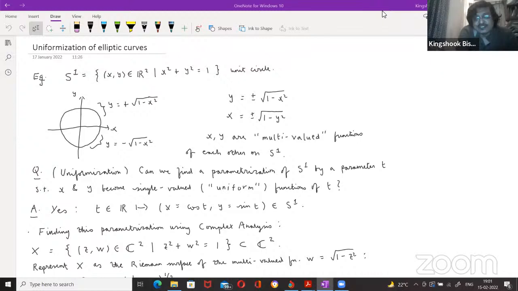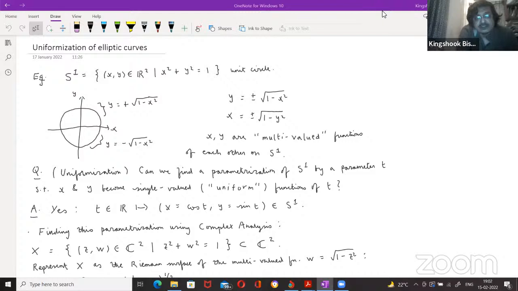So I wrote in my abstract, I'll try to keep things simple. I mean, this talk is aimed at students really, so I'll just try to keep things as simple as possible. I'll be talking about uniformization of elliptic curves, and I'll explain first what I mean by uniformization.